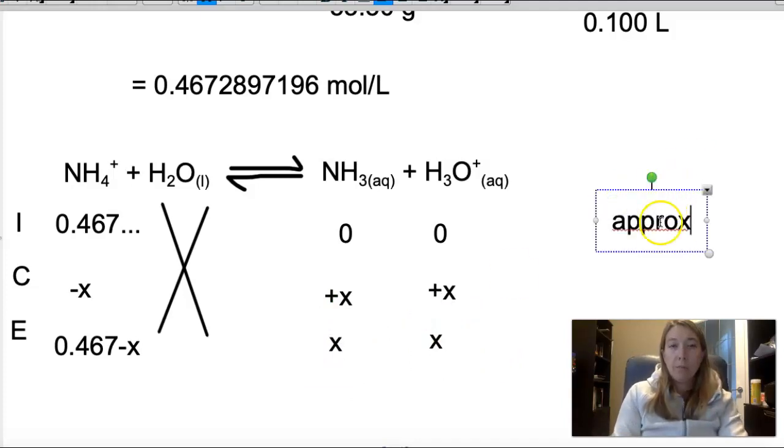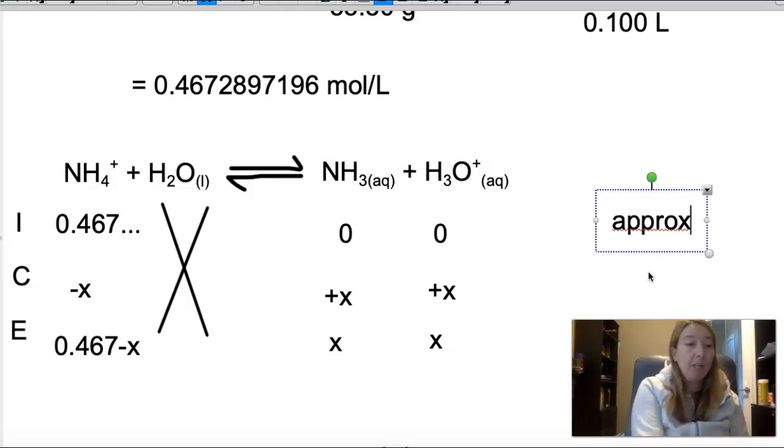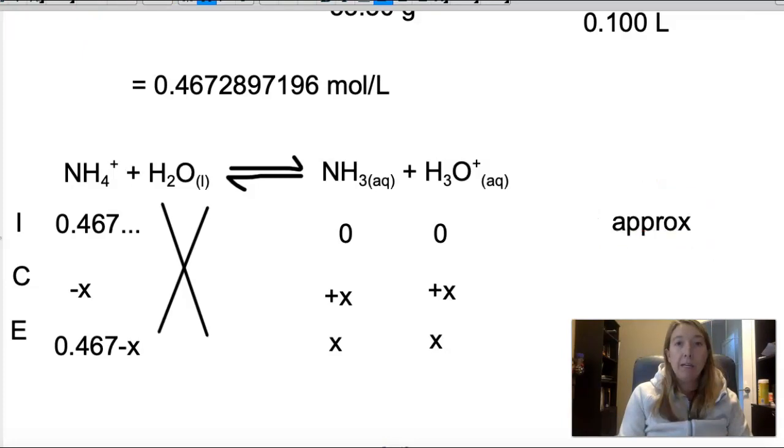Okay, I want to do an approx check. So the Ka for ammonium is 5.6 times 10 to the negative 10. Definitely getting a number that's way bigger than 1,000. So that is a yes to approximation. We can get rid of that.